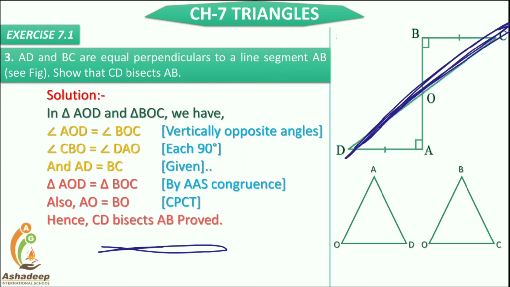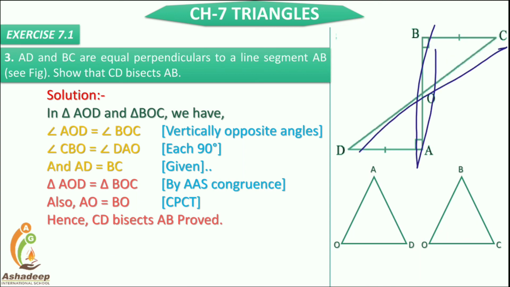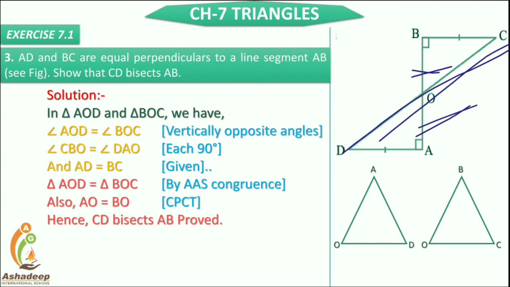CD ये वाली लाइन, ये CD इसको क्या कर रहा है? बाइसेक्ट करने का मतलब क्या होता है? कि ये दोनों का लेंथ इक्वल होना चाहिए. अगर ये दोनों का लेंथ इक्वल है मतलब ये उसको क्या कर रहा है? बाइसेक्ट कर रहा है. राइट.